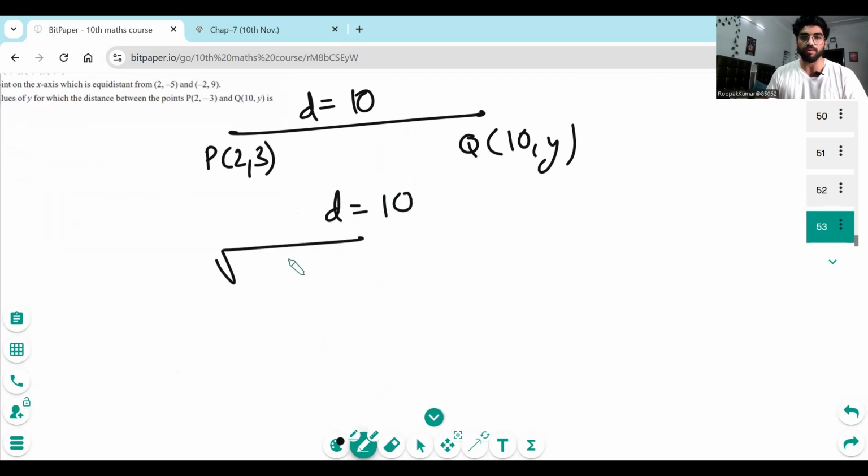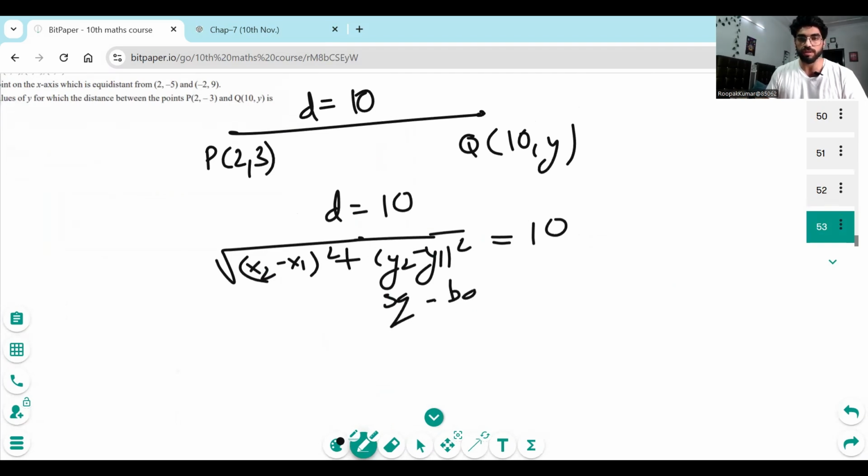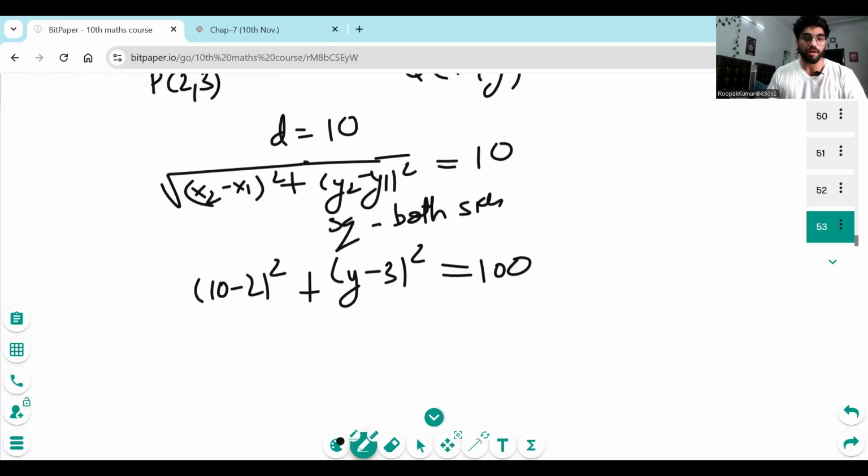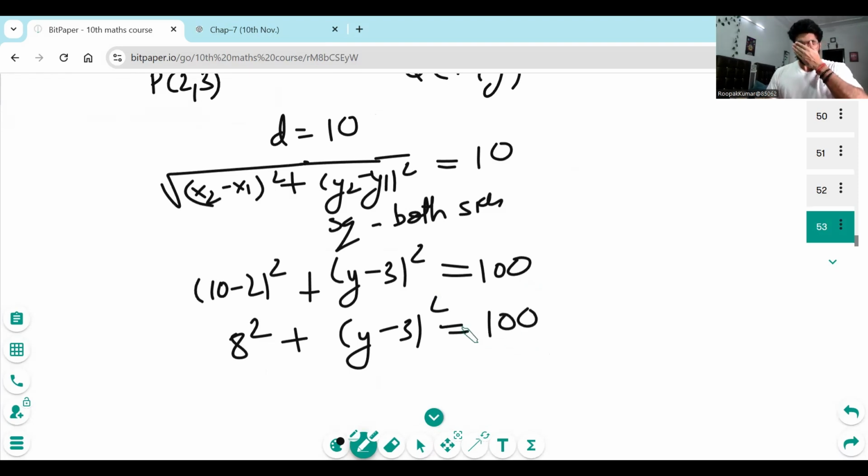Again, we will have a square root. Square root of (x2 minus x1) squared plus (y2 minus y1) squared is equal to 10. So you can square both sides. The square root will get removed and then you can plug in the values: (10 minus 2) squared plus (y minus 3) squared, and 10 squared here will be 100. Now 8 squared is 64, plus (y minus 3) squared is equal to 100.